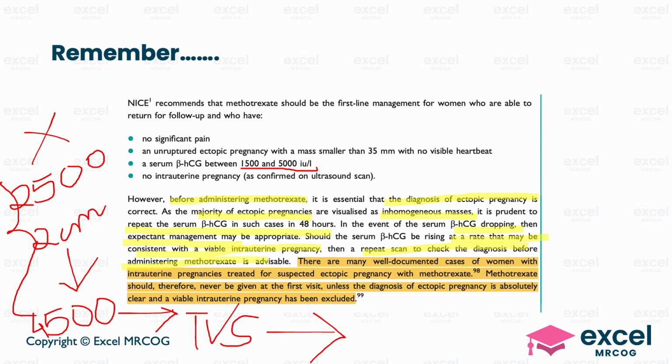What the guideline is trying to say is that when it is suspected, do not offer methotrexate at 0 hours. Repeat beta HCG at 48 hours and see if it is falling. If it is falling, you don't need to give anything further. If it is rising, you repeat her scan. If there is still no viable intrauterine pregnancy, then you can give methotrexate. If you repeat the scan and there is a viable intrauterine pregnancy, then definitely you will not give methotrexate.